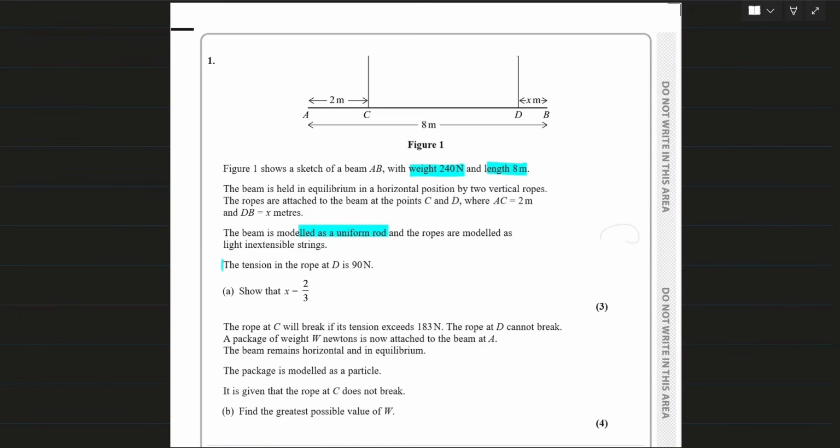We also see that the tension in the rope at point D is given as 90 newtons. There are two ropes, one at point C and the other at point D. Now it is given that the beam is in equilibrium, and upon considering that we have to show that x is equal to 2 by 3. X here is the length of DB.